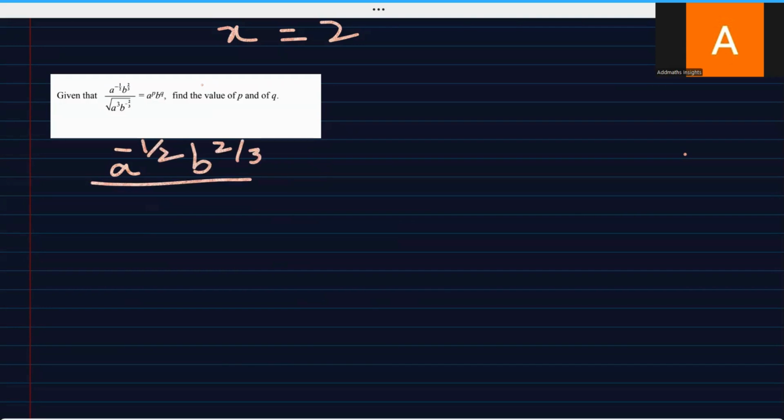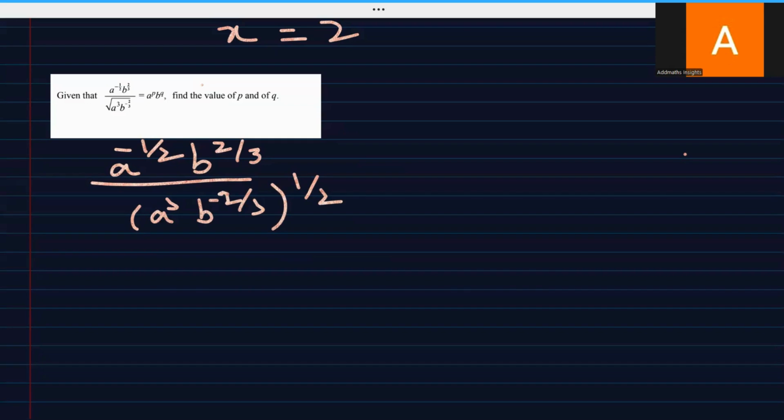So it can be written as a3 b minus 2 by 3, and this square root means whole raised to the power 1 by 2. Then you multiply each index by 1 by 2, numerator as it is.